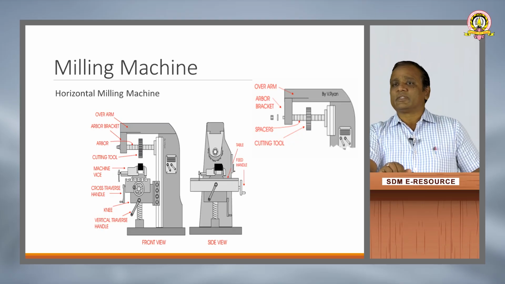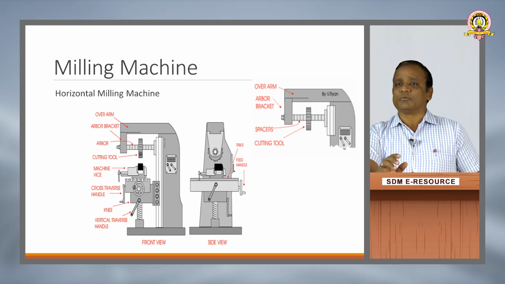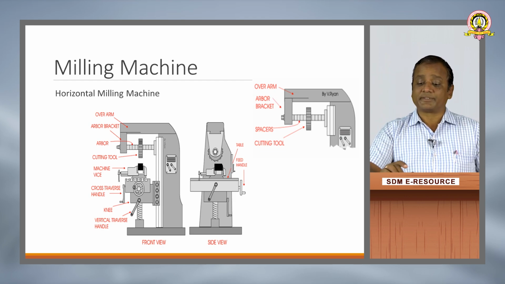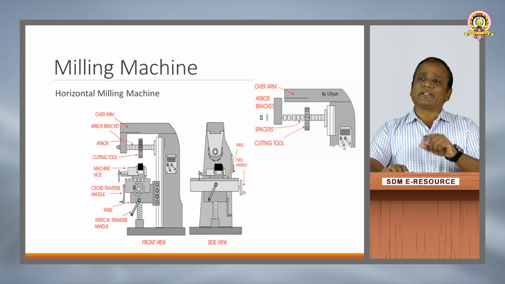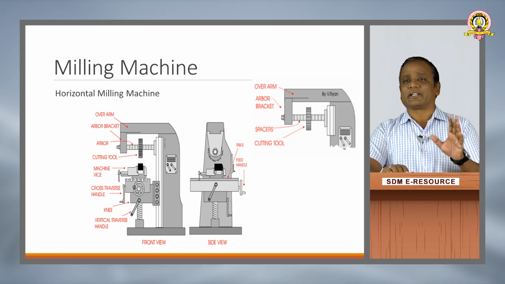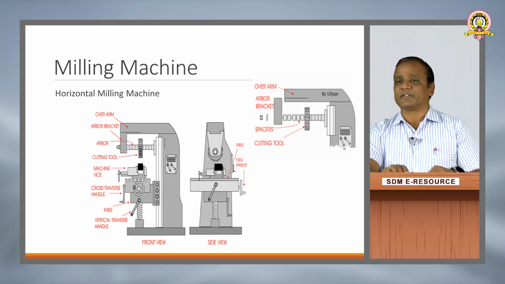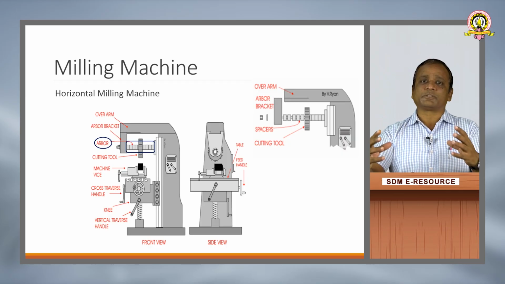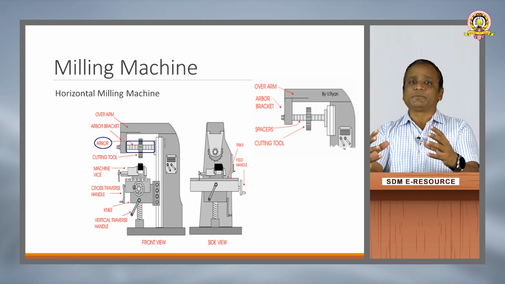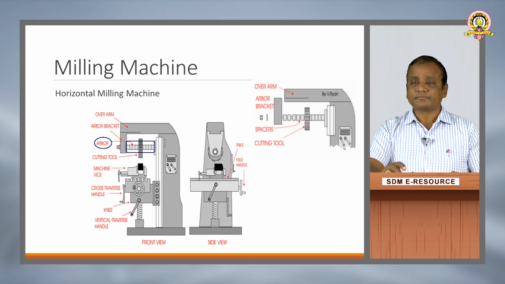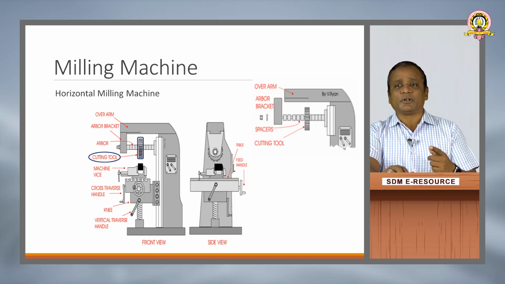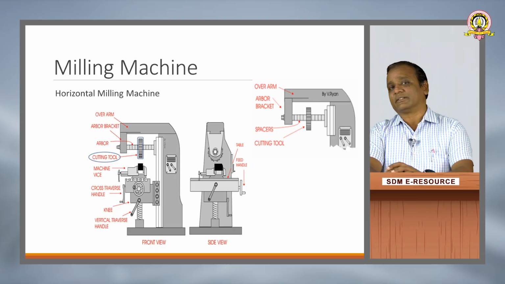We can see over here, we do have certain important components that I mentioned, like overarm, arbor, cutting tool, and a base. The important thing to notice is a few elements which categorize this as a horizontal milling machine, in which the arbor is one such element or a space where the cutting tool is held firmly in position. Next one is the cutter or the cutting tool, which rotates on the axis of an arbor.